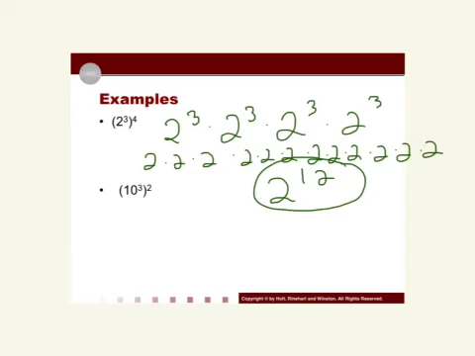The second example we have here is 10 cubed squared. So 10 cubed squared, what do we think that's going to be? Well, what do we do when we have a power of a power? We take those exponents and we multiply them. So 10 cubed squared would equal 10 to the sixth power. Right there, we put the power of a power property into action.